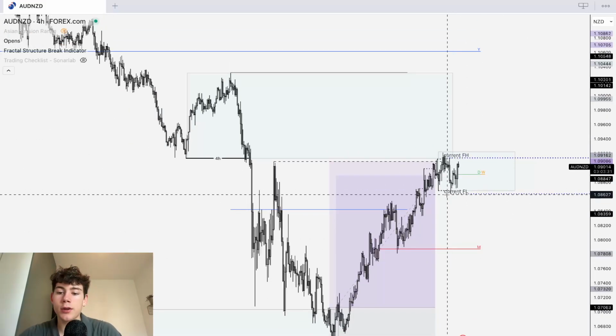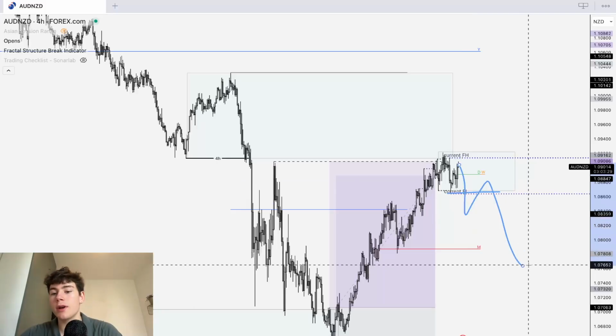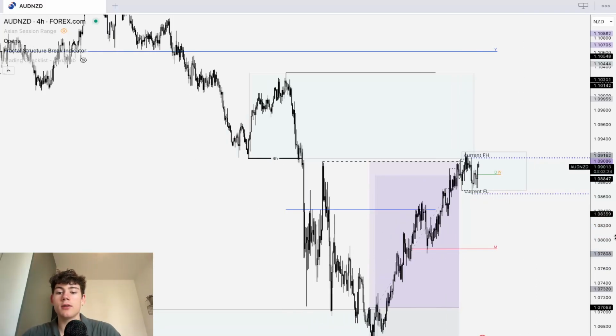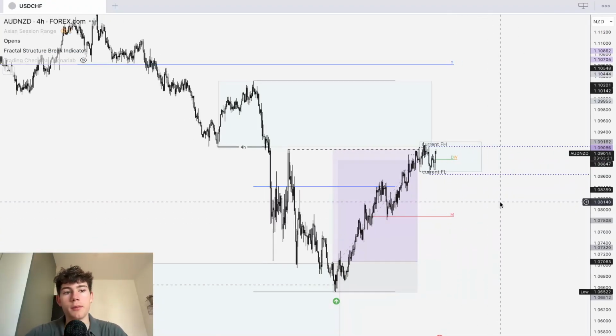Now if you see another swipe of the low, then you know that it's already valid. So again, it's always about being patient here, and you will end up catching a trade, don't worry.